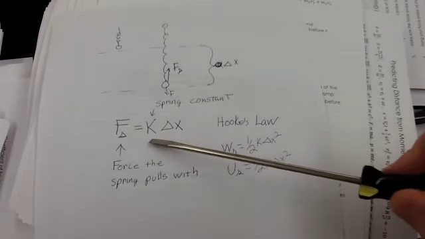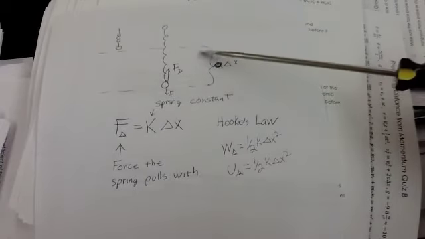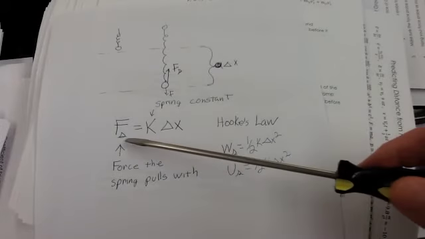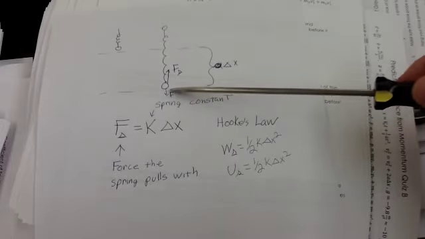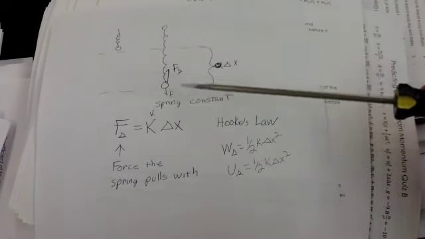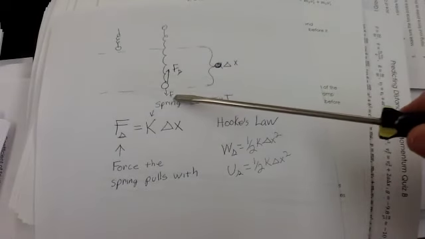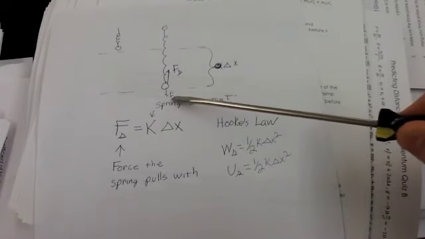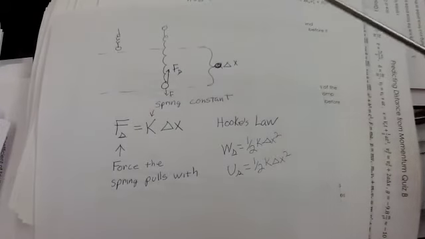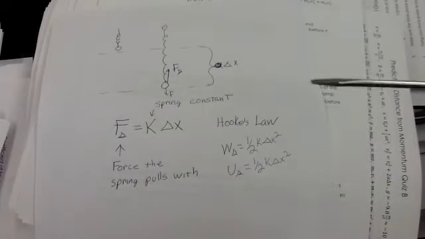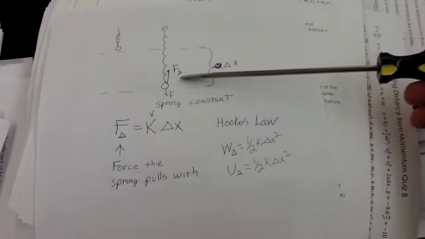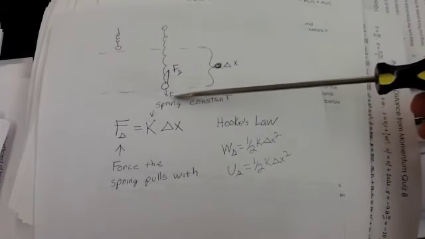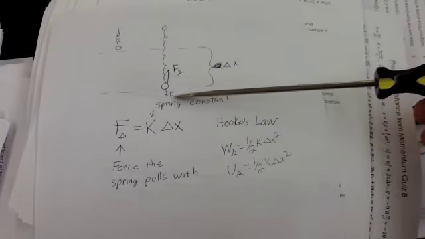So if I take that K times the distance it stretches, then that tells me how hard the spring is pulling back. Now, if you hang a weight and you wait until the spring is not bouncing back and forth, then we have a balanced force. And the force of the weight will equal the force of the spring. And that's the case we're going to do in the lab today. We'll do labs where the spring is moving, so the force the spring pulls with will not always be equal to the force that's pulling on the spring.